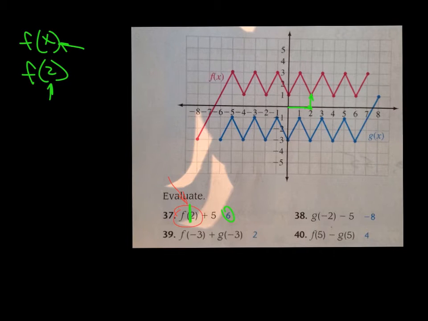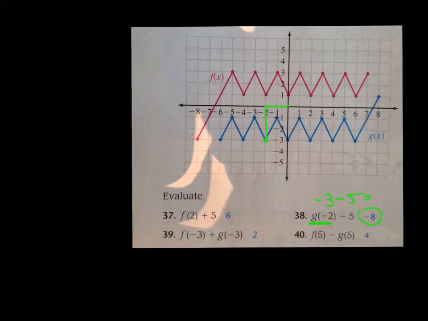So why am I just using the red instead of the blue? Well, the red is f of x, and that's what I have here. If I'm looking at a g of x, I'm going to be looking at these. So let's go ahead and do that. So for 38, g of negative 2. That means my x is negative 2, and then to get down to this point right here, I had to go down 1, 2, 3. So negative 3 minus 5 equals negative 8.